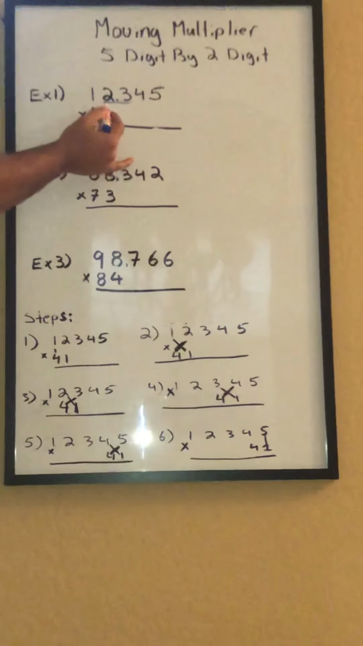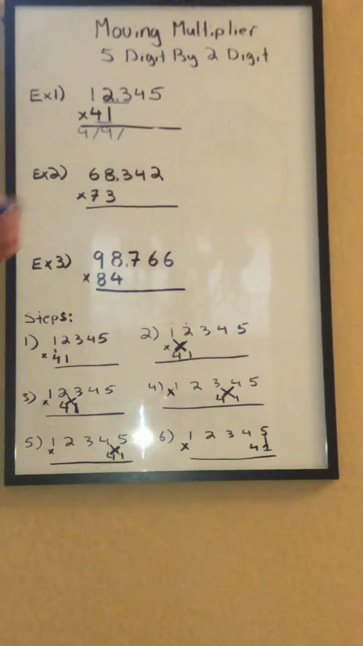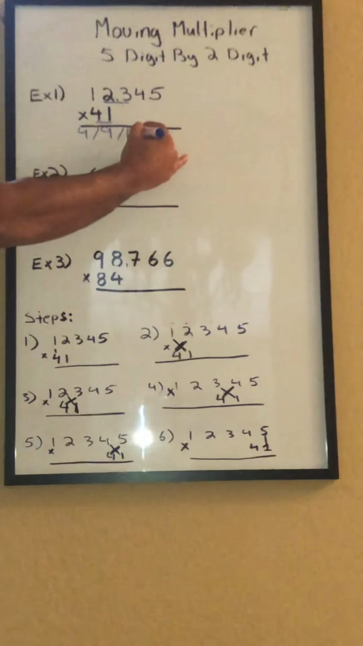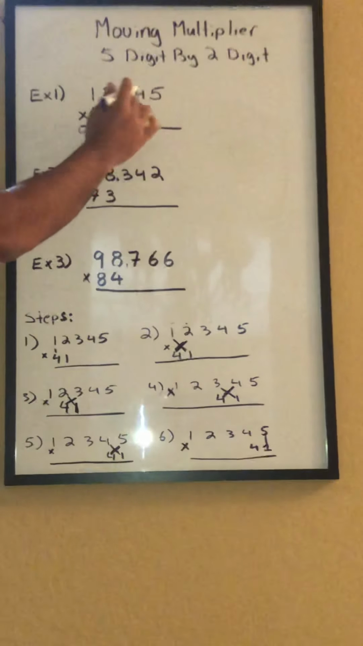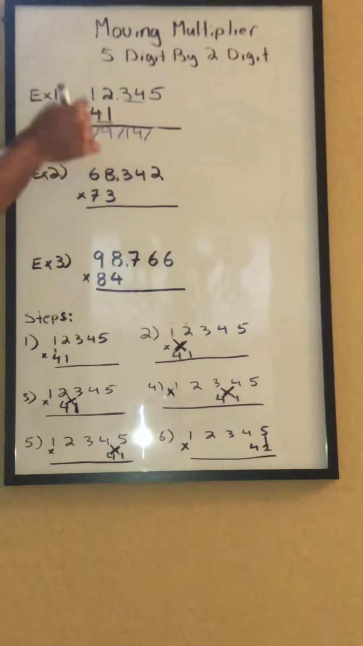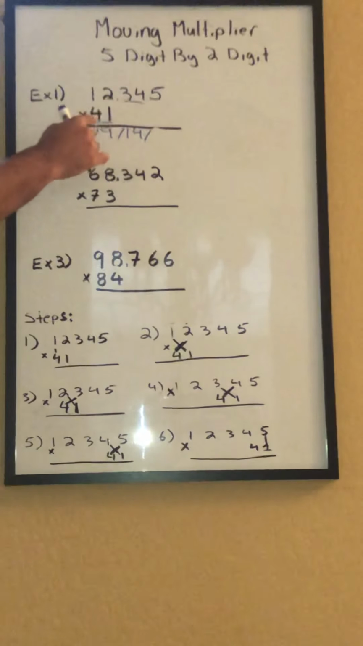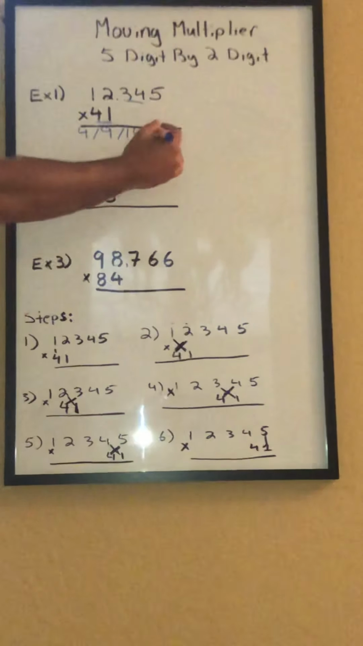3 times 4 plus 2 times 1. 3 times 4 is 12. 2 times 1 is 2. 12 plus 2 is 14. Okay? And now we move here. So, same thing. Sum of these cross products, 34 and 41. 4 times 4 plus 3 times 1. 4 times 4 is 16. 3 times 1 is 3. 16 plus 3 is 19.